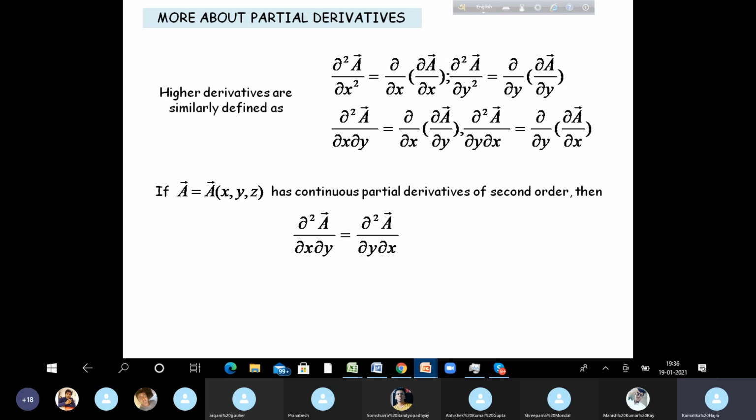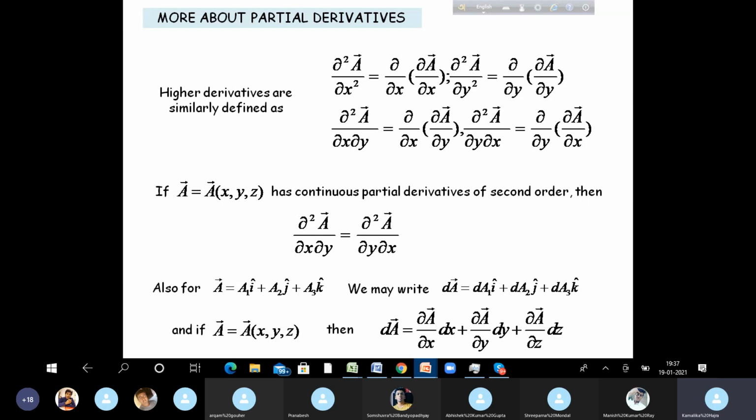Also, if the vector has continuous partial derivatives of second order, then normally you get ∂²A/∂x∂y equal to ∂²A/∂y∂x. That is, the order will not matter. Also, if a vector A is written as a1 i cap plus a2 j cap plus a3 k cap, where of course a1, a2, a3 are not constants, then we may write dA equal to dA1 i cap plus dA2 j cap plus dA3 k cap.